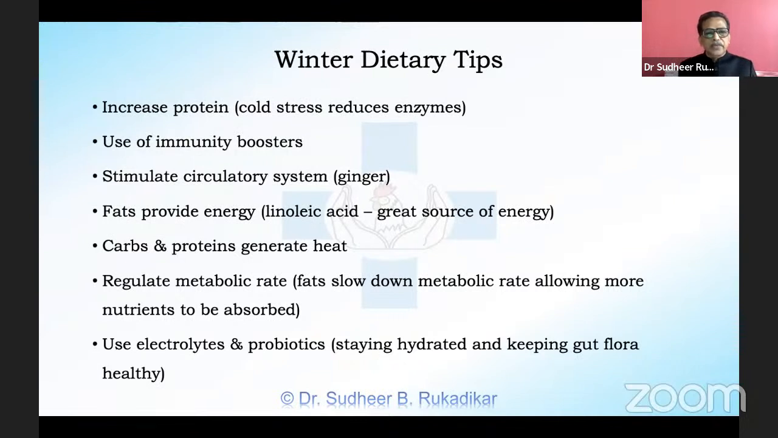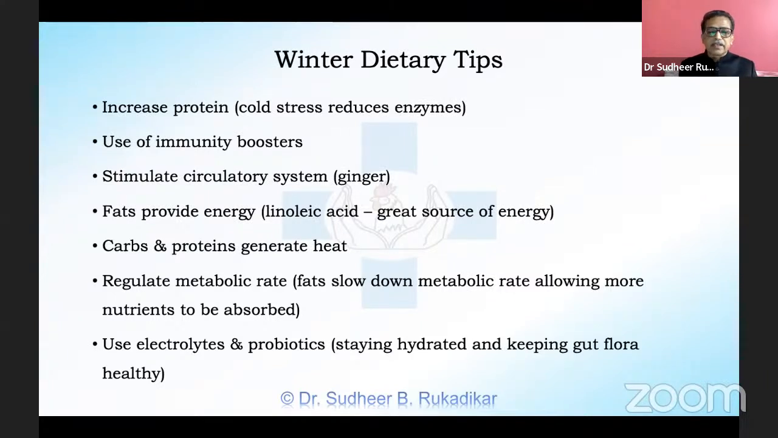Fats, we know the fats give very good energy. It is the best source of energy. And linoleic acid is a great source of energy. But we must make a balance of carbohydrates and proteins also, because they also generate heat. Earlier, if you see the very old concepts, in the summer times, people used to increase the protein and reduce the energy content so that the birds will not be fatty or will have good performance.